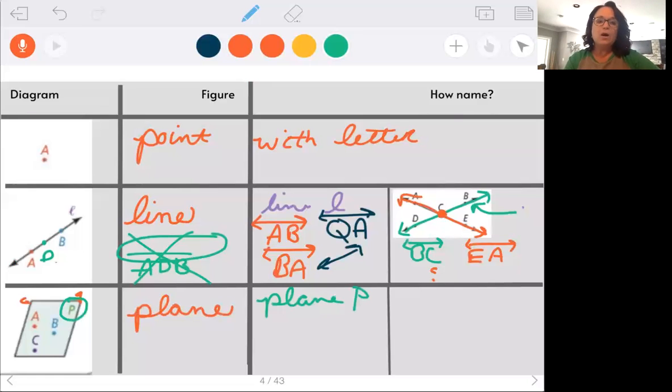But if that weren't there, then that's not an option. We can't call it plane B because B is a point. The other option for naming any plane is you can grab any three non-collinear points.